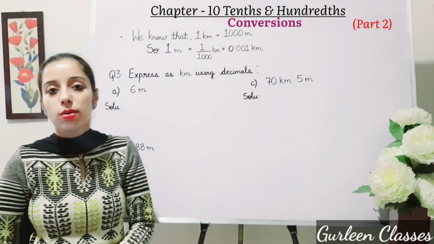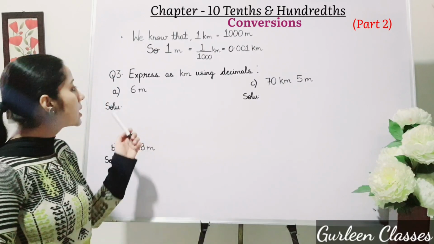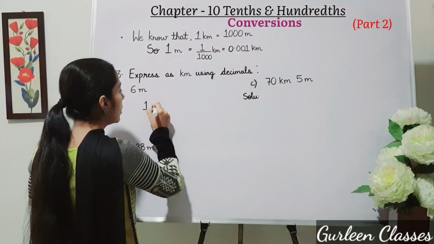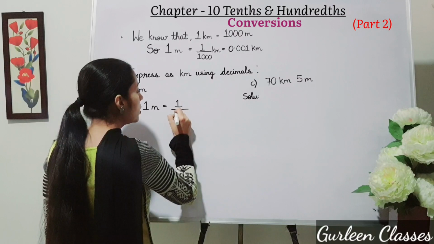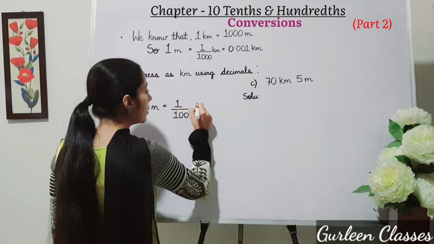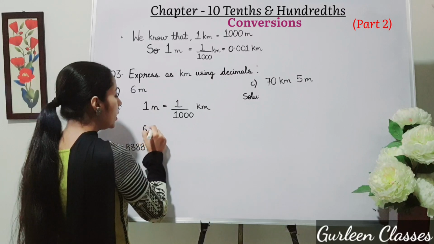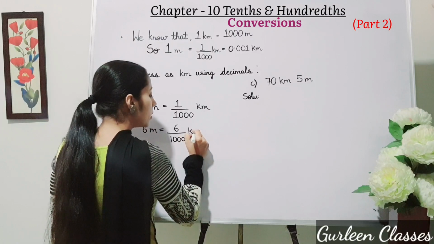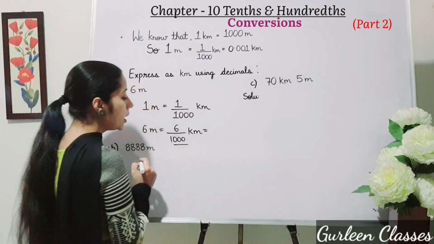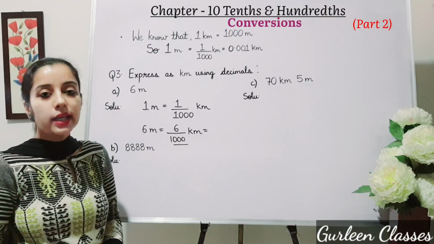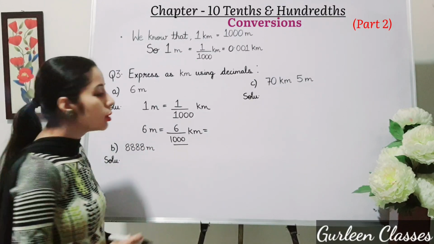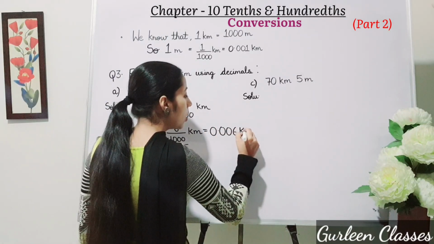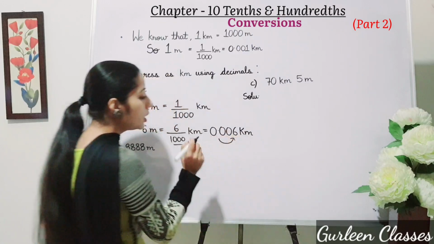Now question number 3. Express as kilometer using decimals. A, 6 meter. First let us write the formula. 1 meter is equal to 1 upon 1000 kilometer. Then 6 meter is equal to 6 upon 1000 kilometer. In the denominator there are 3 zeros, so after the decimal we have to write 3 digits. So we will place 2 zeros in front of 6. 0.006 kilometer. So after the decimal there are 3 digits.